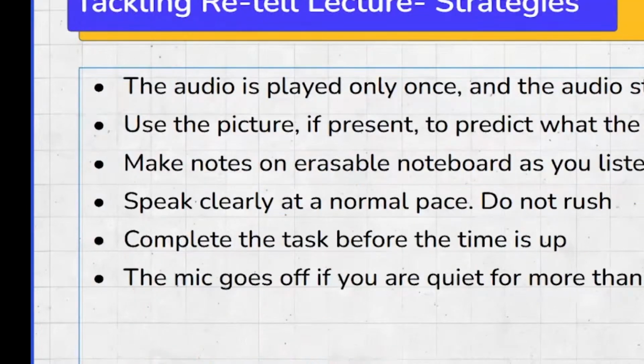Okay, let's understand a few tips and strategies that you need to keep in mind in case of this response. You will only be able to hear the audio once and it will play automatically. There may be a picture on the screen, and in this case, you must use that picture in order to predict what the lecture will be about.